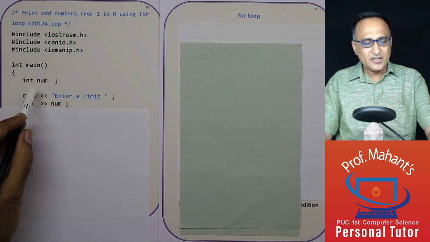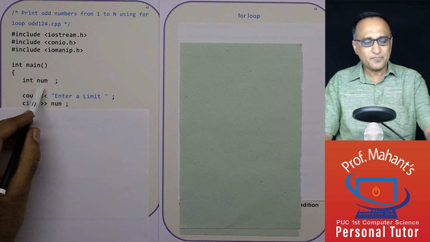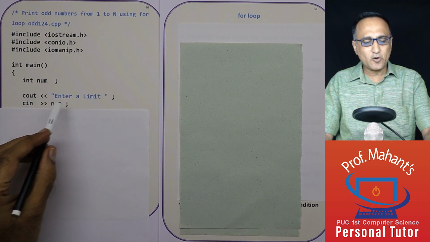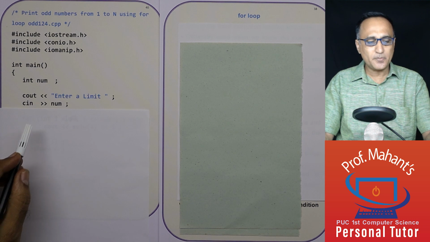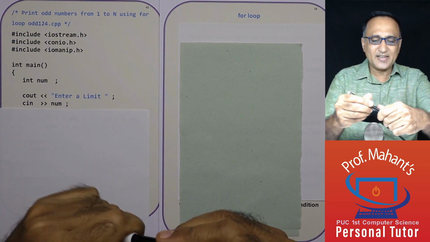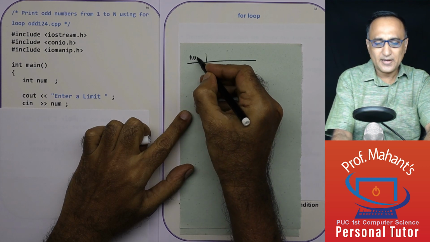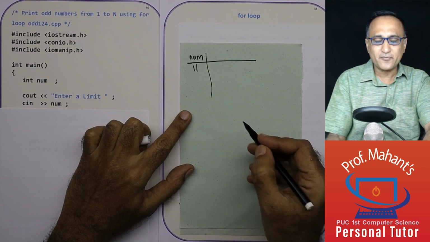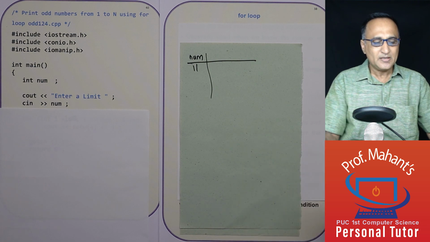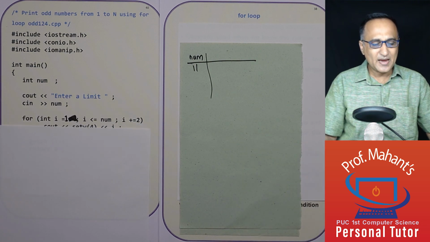So I need to know the end point, and that is stored in a variable called num. So num gives me the limit or the last odd number I am going to print. Let us take our sample value of num as 11. All right, we want to print from 1 to 11. Then I am going to do it using the for loop.